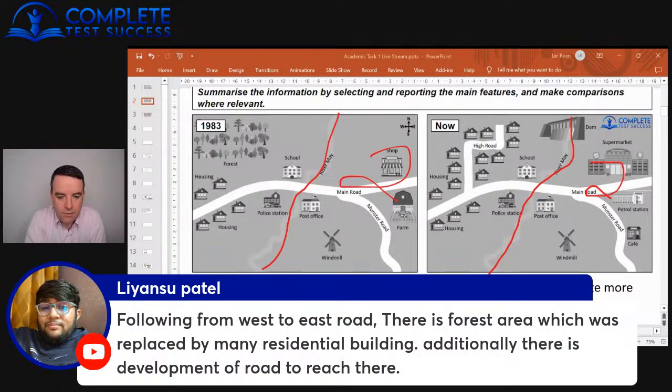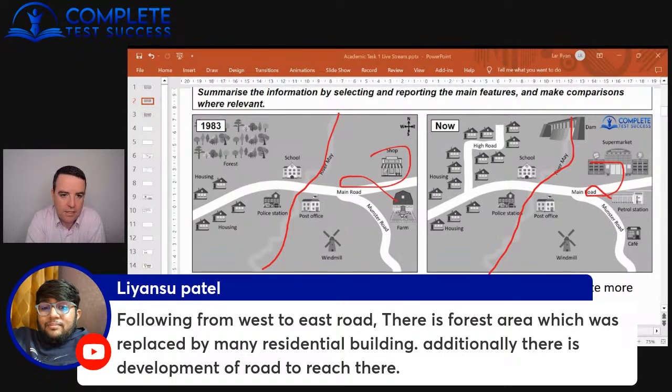Liansu, following from west to east road. So it would be something like this. Moving from west to east along Main Road, there is a forest area which was replaced by many residential buildings. Additionally, there is development of a road to reach there.